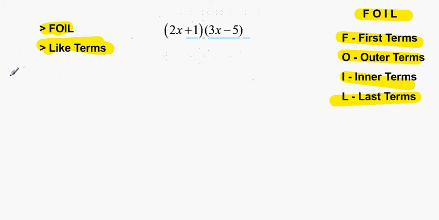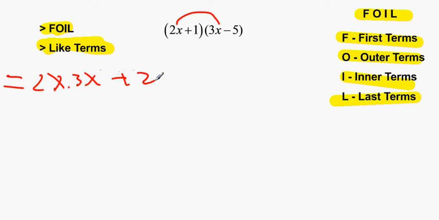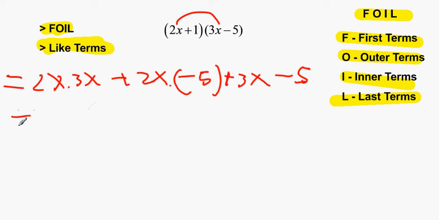Let's write in a different color. Say we had that becomes that. So it's 2x times 3x, plus 2x times negative 5. Plus 3x times 1, which is just 3x, plus 3x minus 5, because 1 times minus 5 is just minus 5.